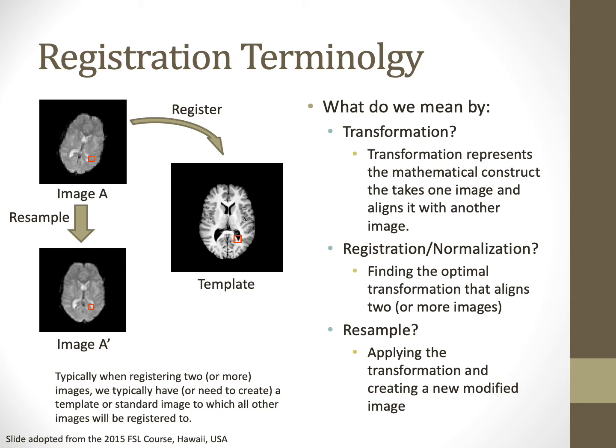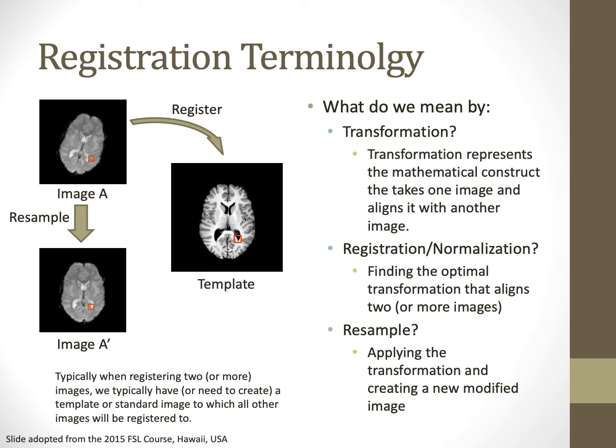So what do we mean by registration and what's some underlying terminology? Typically, we have three different types of images when referring to a registration algorithm. We have our input, or the image that we're trying to register. We'll have a template, which serves as a reference or template space for which to register our input image to. And then we have our output image, which is our image that has been registered to the template.